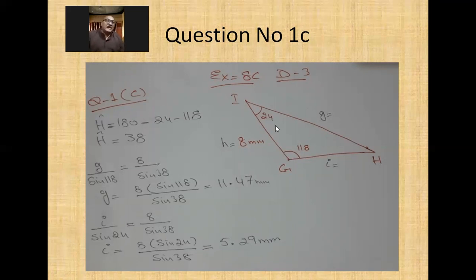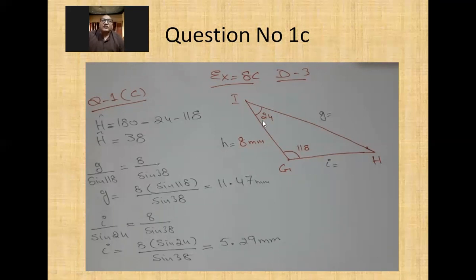Now, once I know the angle H, I can find the sides. The 8 millimeter side is opposite to this 38, and opposite to G is 118. So I want to find G divided by sine 118 equals 8 divided by sine 38. That's the sine law. So I will make G alone, and you will have 8 multiplied by sine 118, divided by sine 38, and that will be 11.47 millimeters. So this length will be 11.47 millimeters.